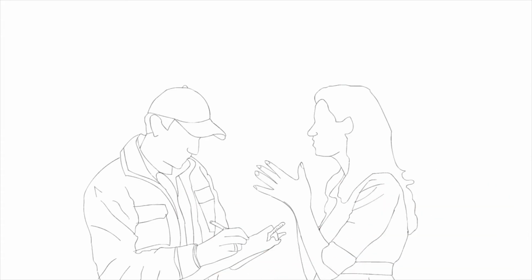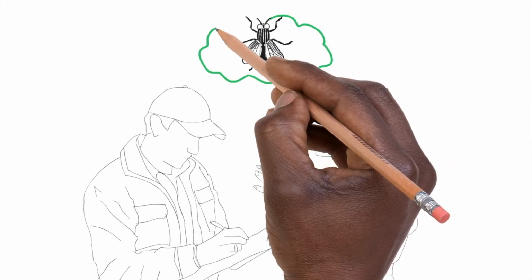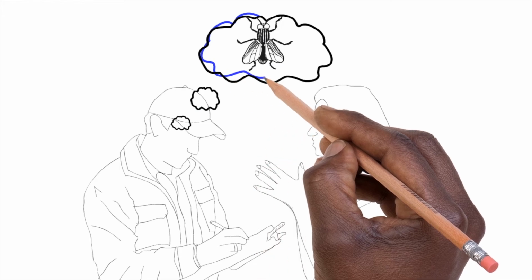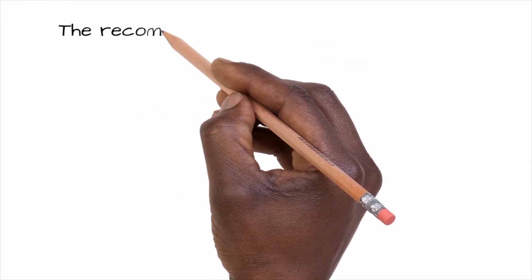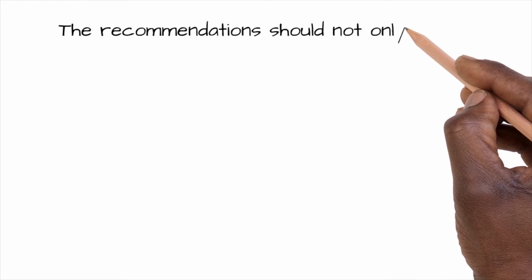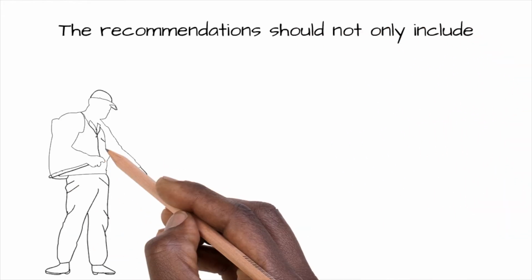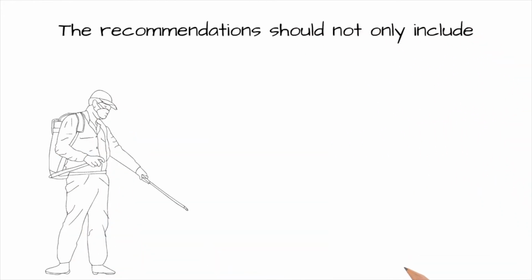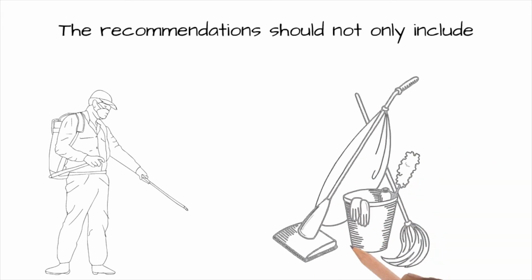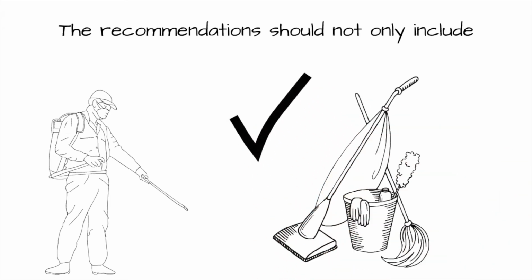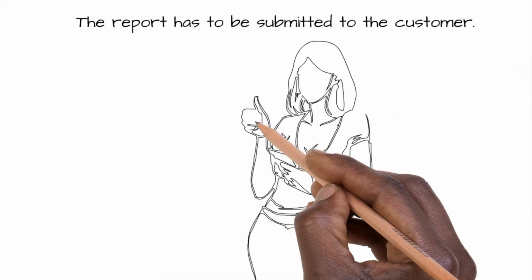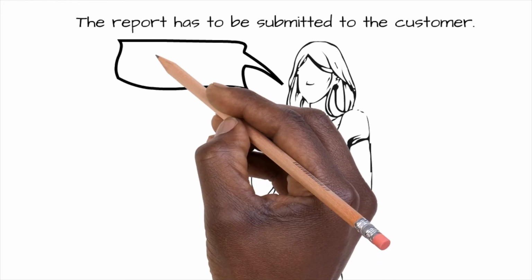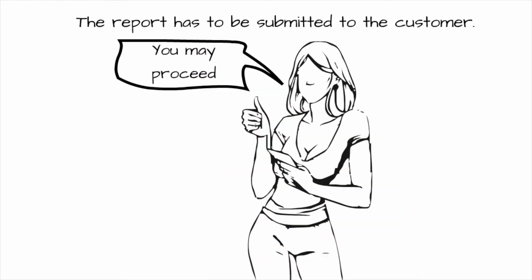It is very important that the problem is understood by both the pest management professional and the customer before recommendations are made. The recommendation should not only include what the pest management professional can do for the customer, but also what the customer can do in the way of habitat removal, sanitation, etc. to make the control effort a more successful and lasting one. The report has to be submitted to the customer. Only upon instruction from the customer shall the recommended pest management procedures be implemented.